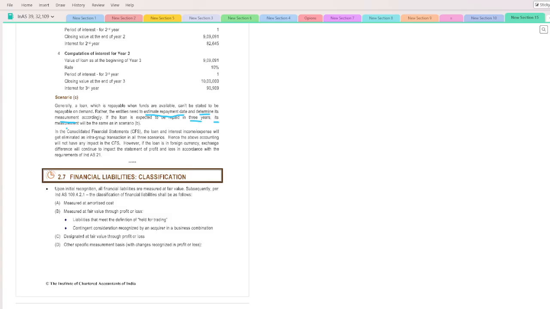Same it is. And in the CFS, the loan and the interest income will be eliminated because of the intra-group transaction in all the three scenarios. Hence, the above accounting will not have any impact in the CFS, the consolidated financial statement. However, if the loan is in foreign currency, then the currency fluctuation will be captured in the CFS as per Ind AS 21. So this is also another tricky point. If it is an FX transaction, how will you record it? I think it will be there in Ind AS 21, where we will pick this example of the amortized cost and take the exchange rate also.